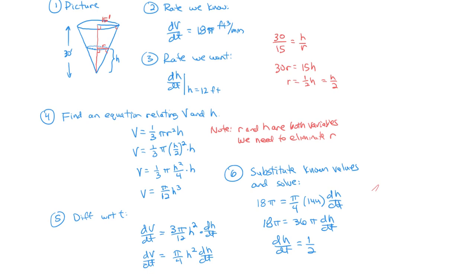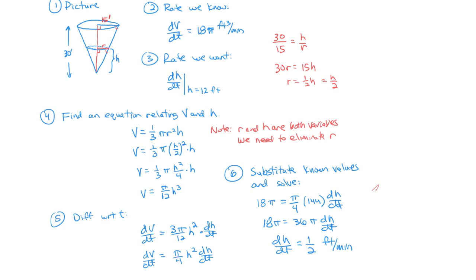And then I want to put the units in here. This is the unit of height over the unit of time. h was this height here, so that was in feet. So we get 1/2 feet per minute. That's the unit of measure for dh/dt. So that means that the water level is rising by 1/2 foot per minute when the water is 12 feet deep.